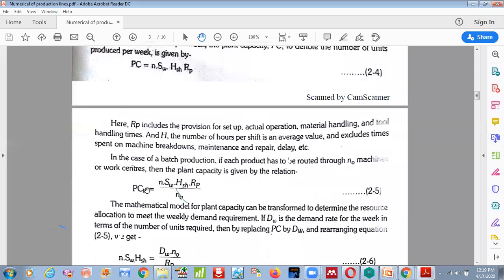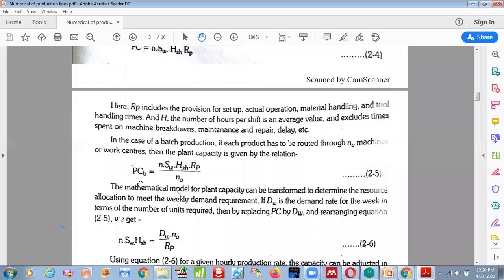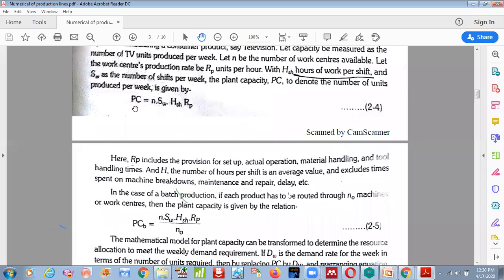which can also be given, in case of batch production, if each product has to be routed through N0 machines or work centers, then the plant capacity is given by the relation. Same thing with N0. That means if it is a batch production, we are just adding N0 number of machines or work centers. That will give us the production rate for a batch production. If it is not a batch production, then plant capacity is as before.